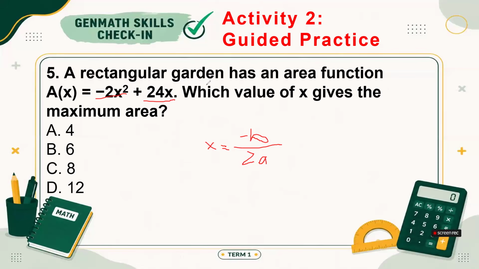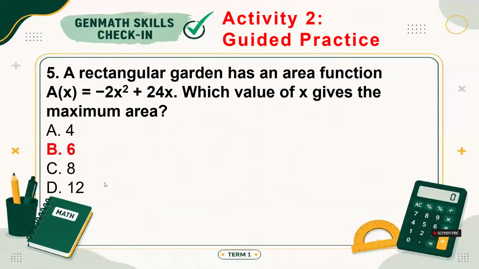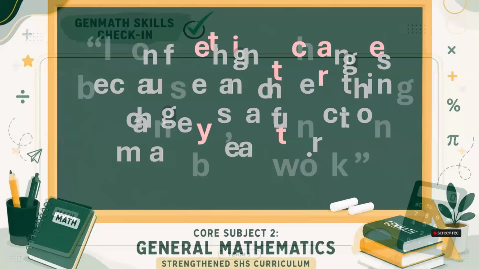So substituting, that gives us the negative of 24 divided by 2 times negative 2. So that becomes negative 24 divided by negative 4. So the answer is B, which is 6. So why did we use the vertex formula? Because the question asks for a maximum value and the quadratic opens downward, obviously. So that is the maximum value.